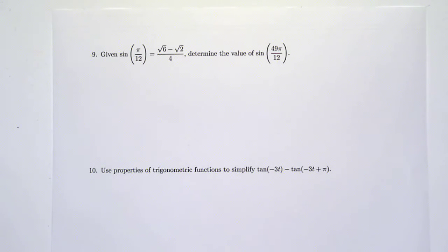First of all, none of these numbers are on our unit circle. We don't know these on our unit circle. They're not on our picture. So how can we possibly figure out sine of 49 pi over 12? We don't know where to find it on the unit circle. It's difficult. We can actually use properties of our trig functions, and we're going to use the periodic property of sine to do it.